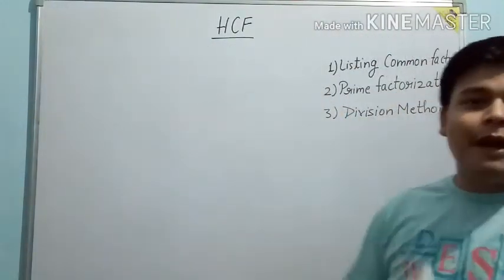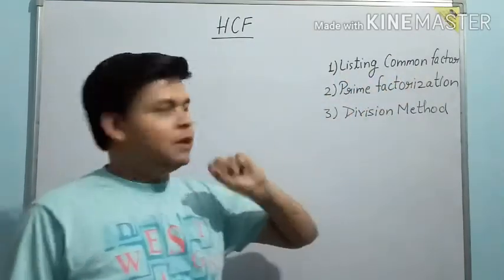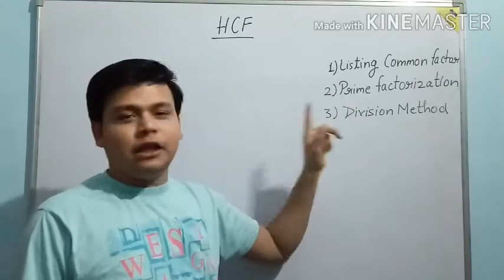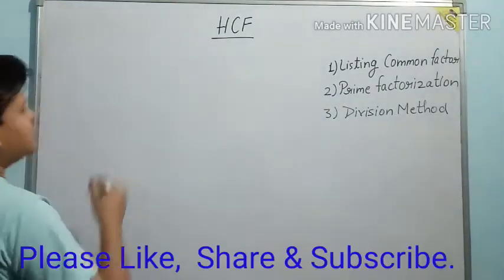find SCF by different methods. So first method is listing common factor. Second one is prime factorization, and third one is division method. So first of all, let's try. The first is listing common factor method.